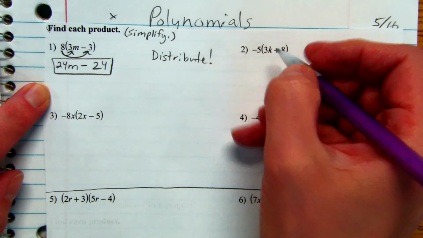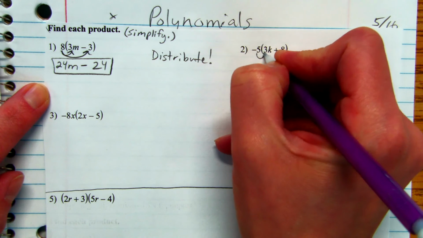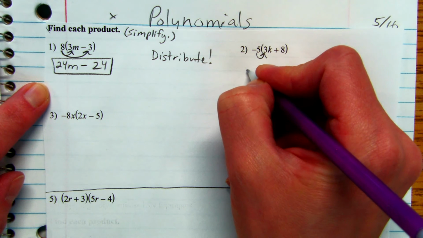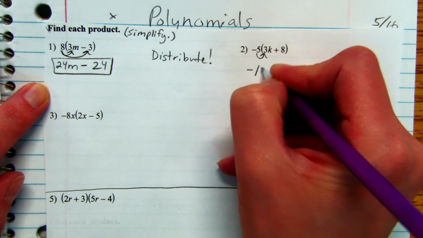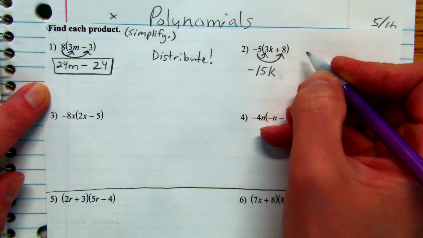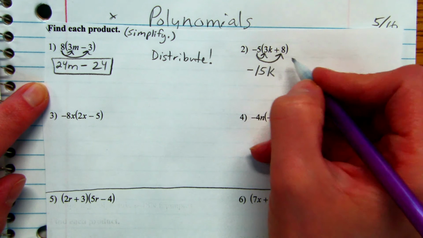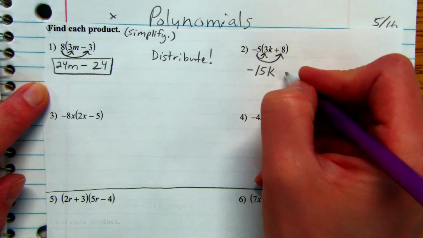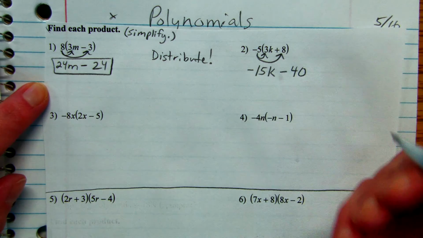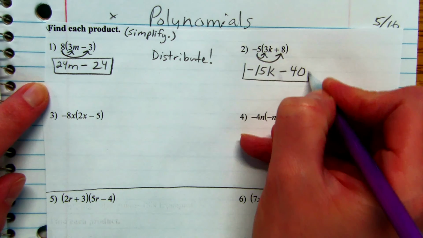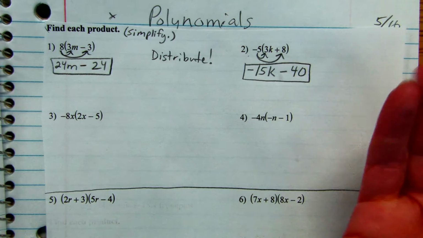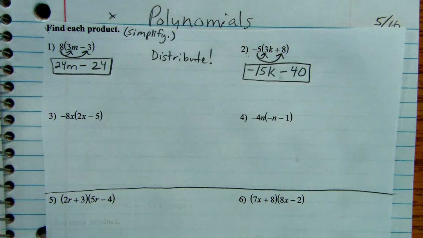For number 2, I take negative 5 times 3k, so what would that give me? Go ahead and say it. Negative 15k. Negative 15k, good. And then I'm going to take negative 5 times positive 8. Negative 40, so we can just go ahead and write minus 40. You can write plus negative 40 if you prefer, but they usually just shorten it to minus 40. So this is just distributing a number into the parentheses.